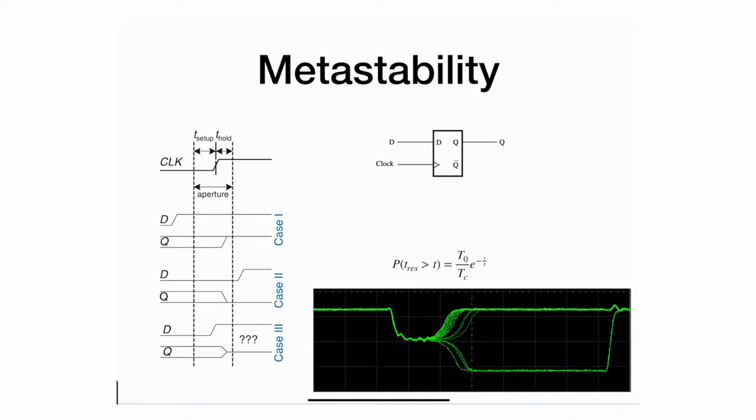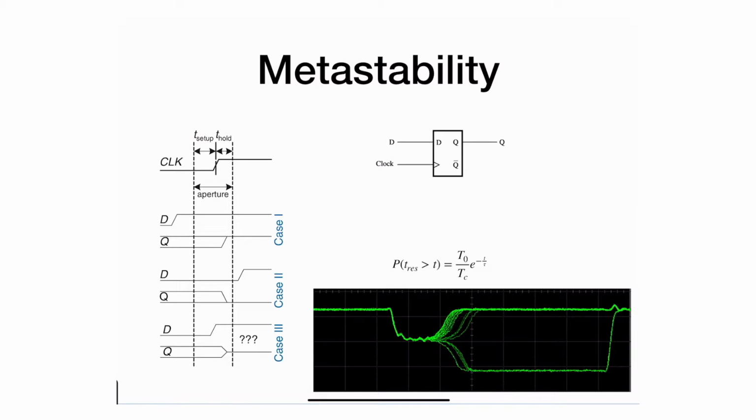Now, the interesting question is the following. What if I violate this aperture window here, whether it's the setup time or the hold time? Meaning, what if I actually change D from 0 to 1 or 1 to 0? I'm changing D within that aperture. What happens? Well, as it turns out, metastability happens. So the flip-flop will be in a metastable condition.